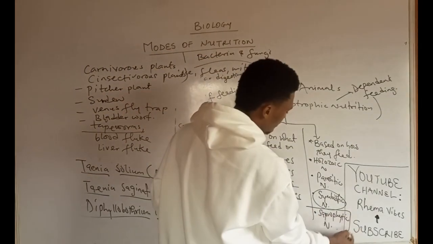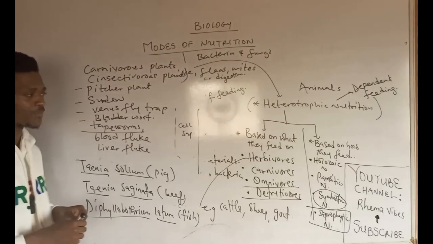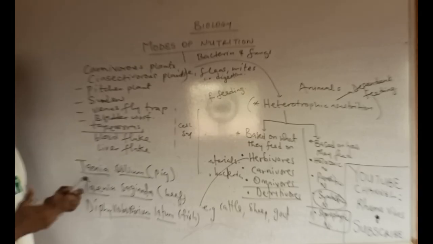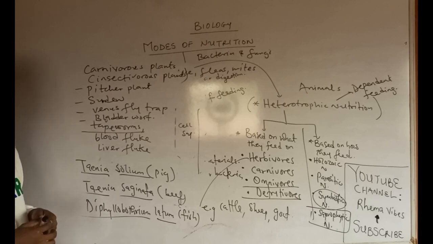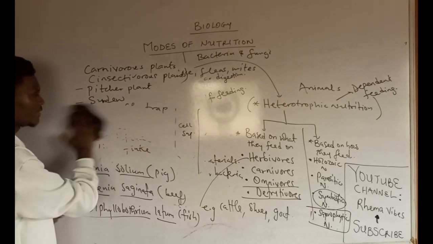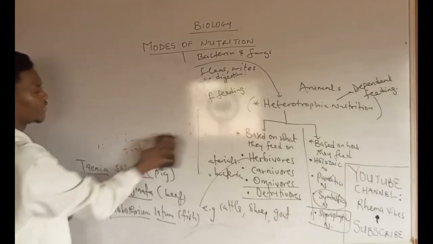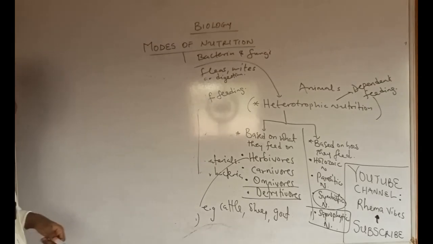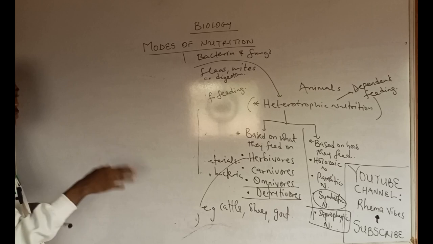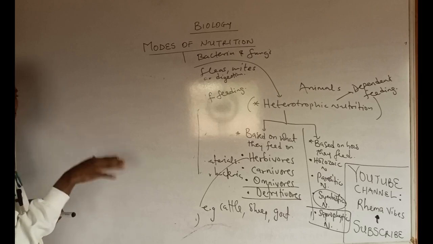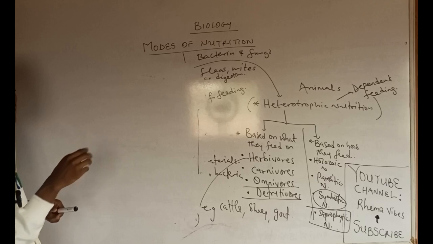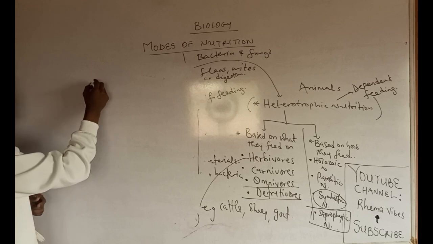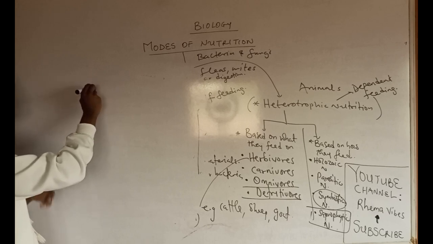Then looking at saprophytic nutrition, this kind of nutrition involves just a single organism that feeds on dead, decaying organic matter. It can come in the form of organisms under the kingdom fungi. Here you have yeast, bread mold, slime mold and the rest of them. Those are organisms under the kingdom fungi, and they are able to carry out saprophytic nutrition, which is feeding on dead, decaying organic matter.